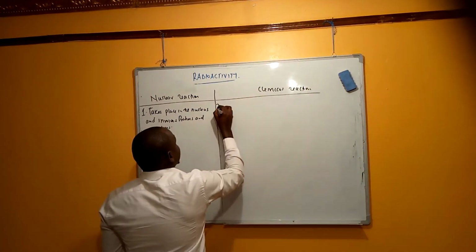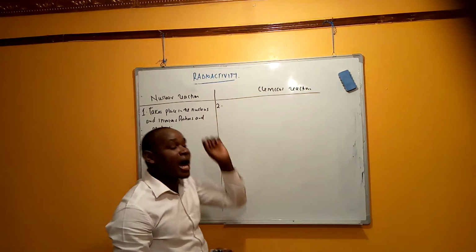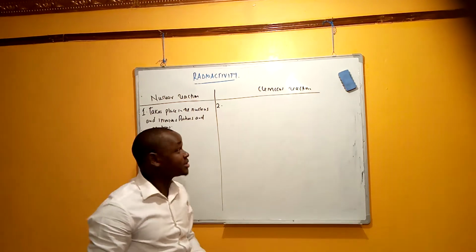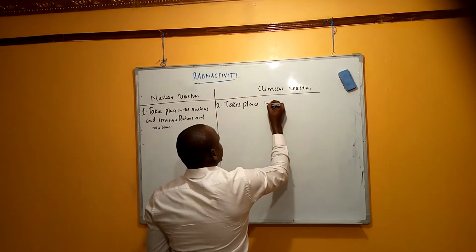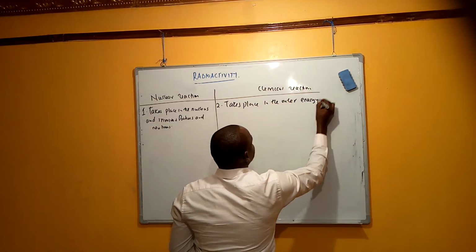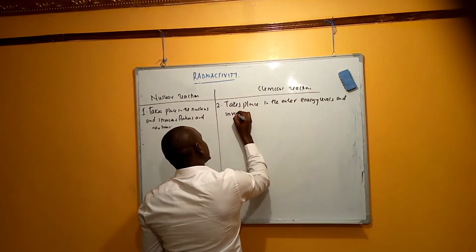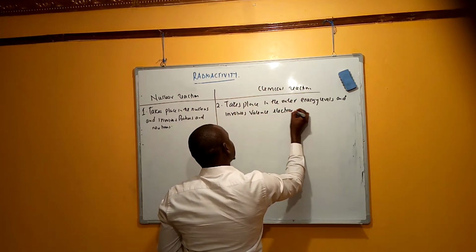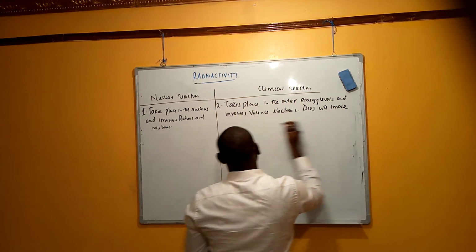As you expect, in a chemical reaction they take place at the outermost energy level and involve valence electrons. Takes place in the outer energy levels and involves valence electrons. In other words, it does not involve protons and neutrons.